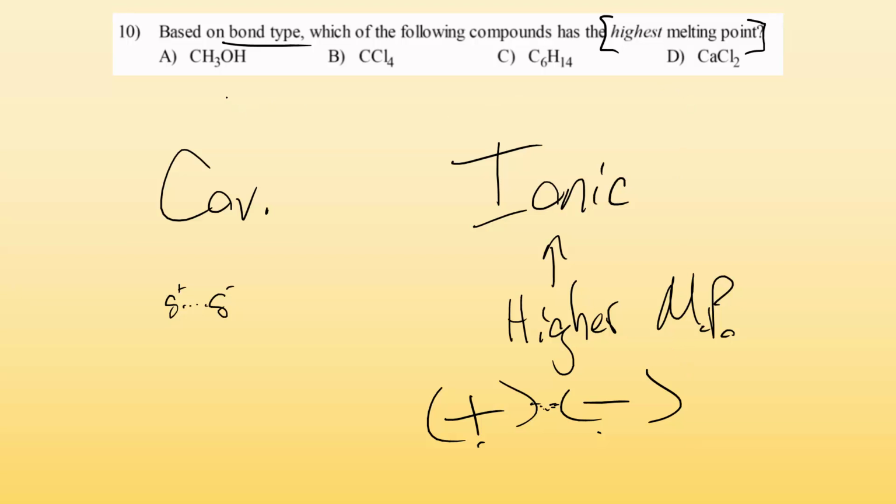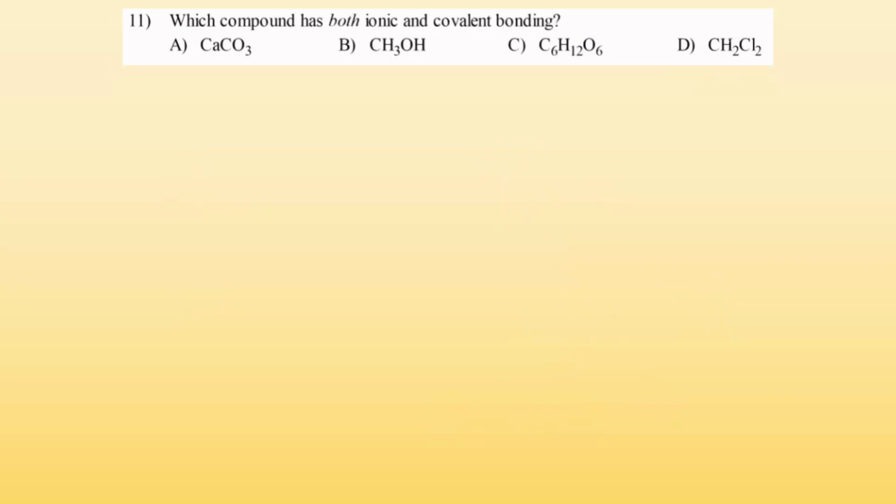So which one of these is ionic? Well, let's see. Carbon, hydrogen, oxygen, hydrogen, only nonmetals. Carbon, chlorine, only nonmetals. Carbon, hydrogen, only nonmetals. Calcium, that's a metal. Chlorine, that's a nonmetal. We have an ionic bond right there. Choice B. Right, 11. Which compound has both ionic and covalent bonding?